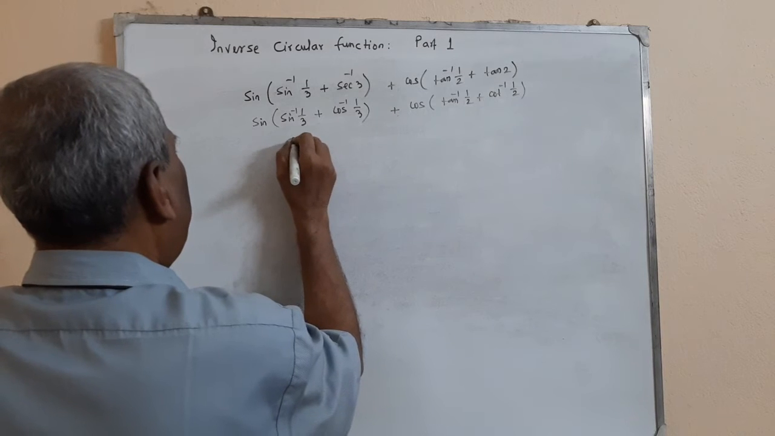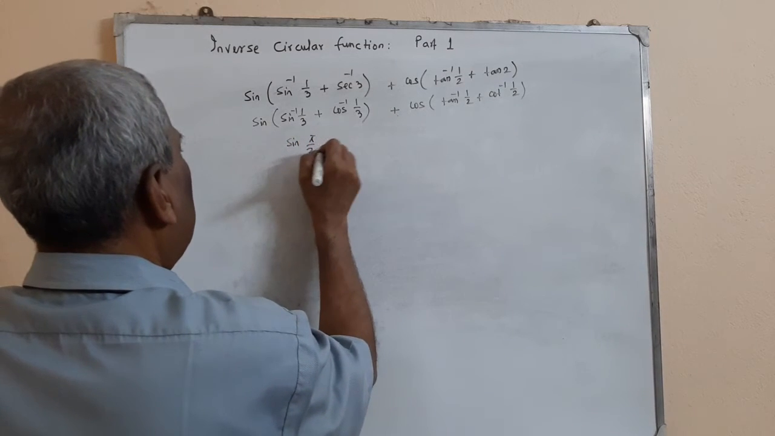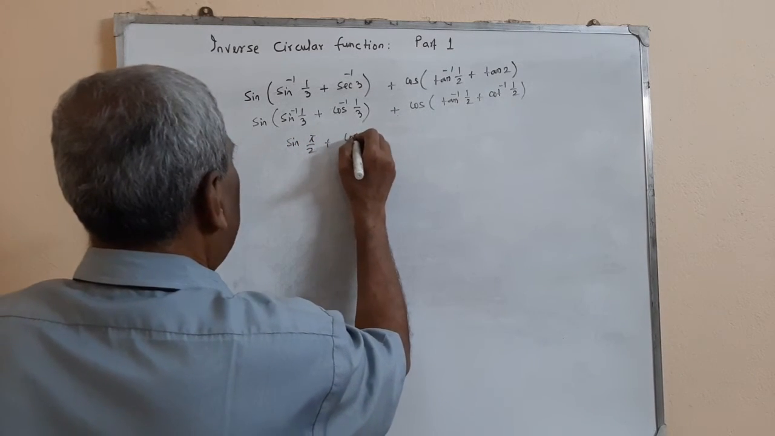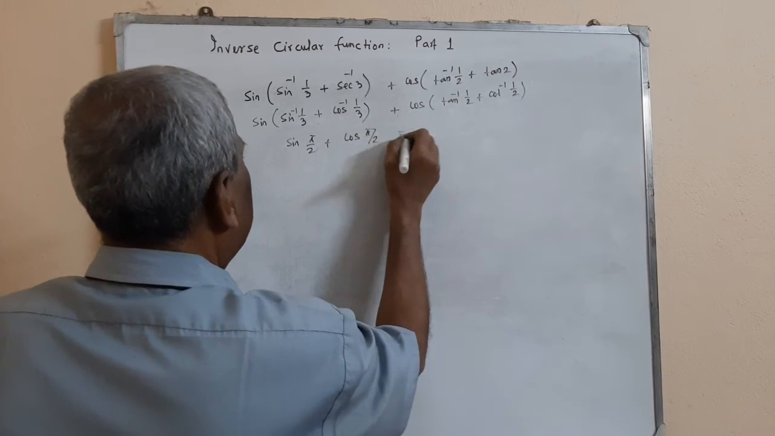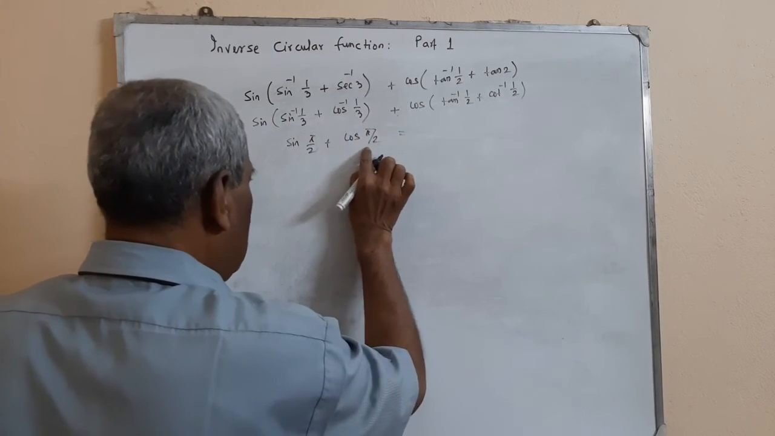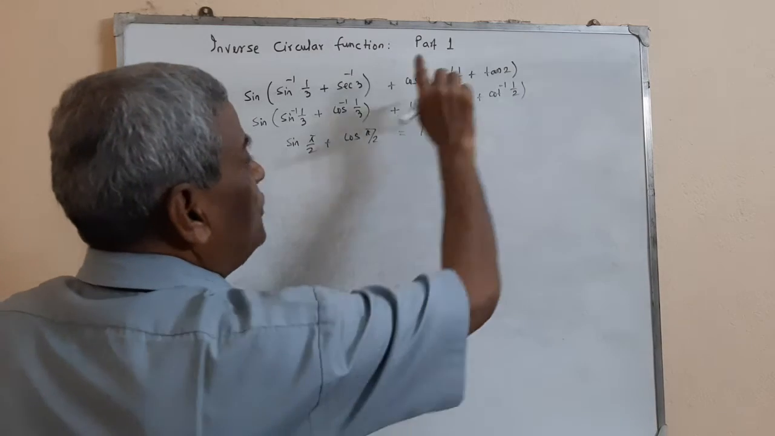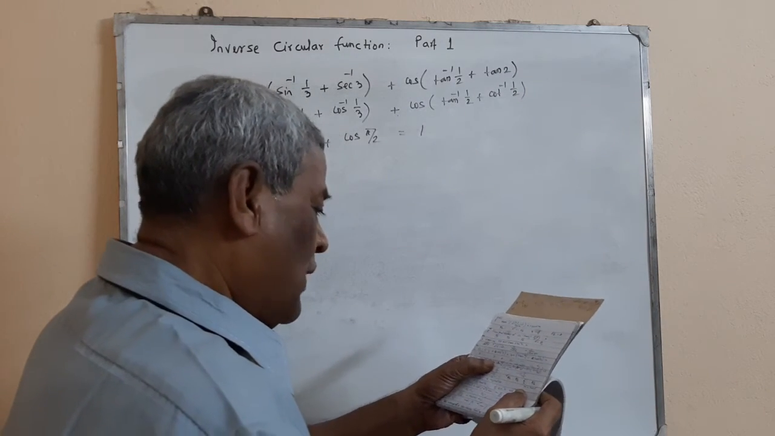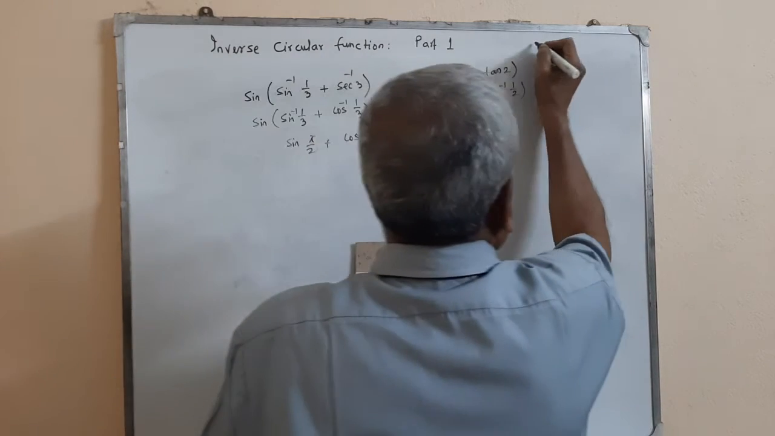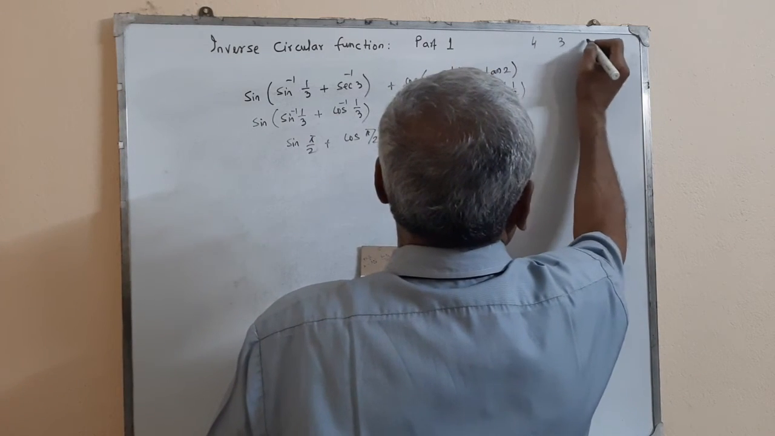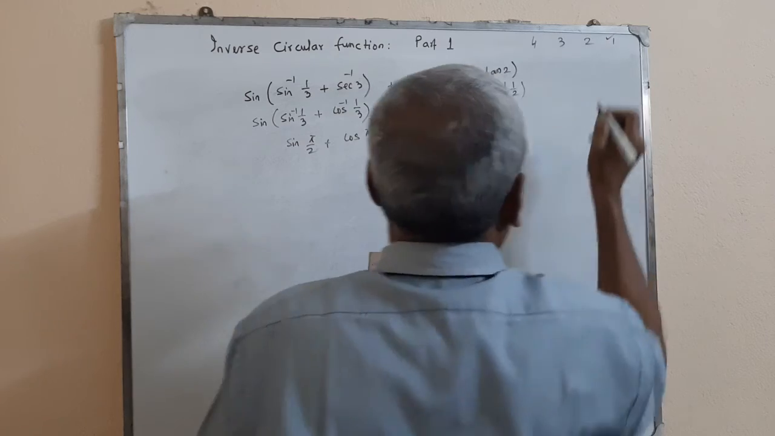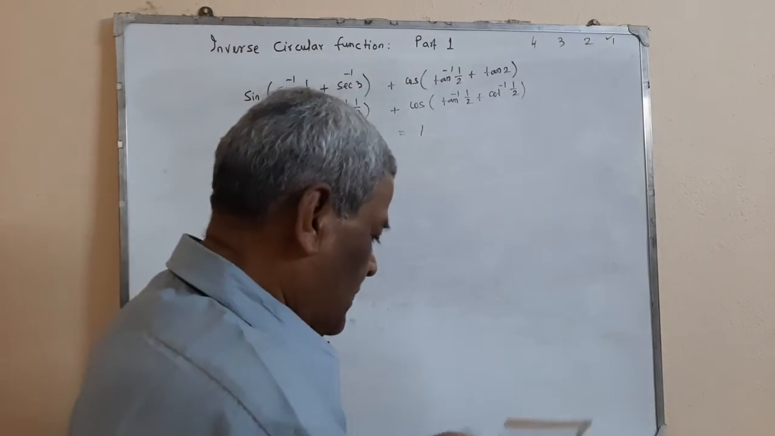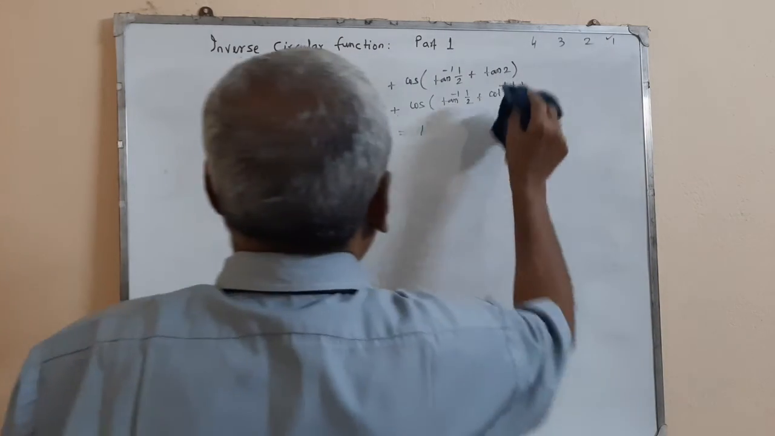So sine of pi by 2 plus cos of pi by 2. This is 1, this is 0. So answer is 1. Oh, options are not given. So actually there is one option. Options were 4, 3, 2, 1. So this option is correct. Next.